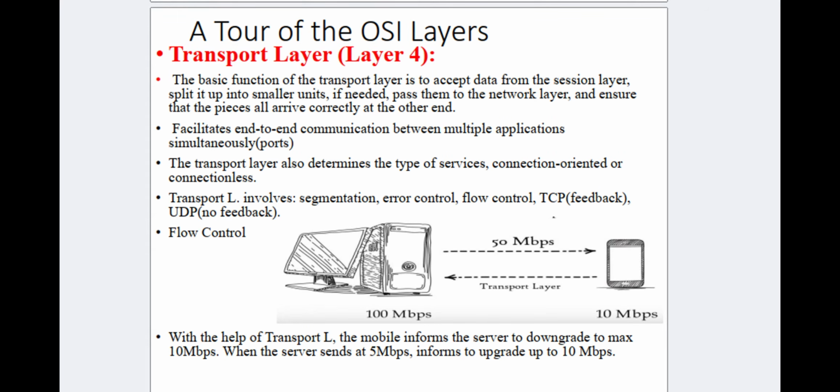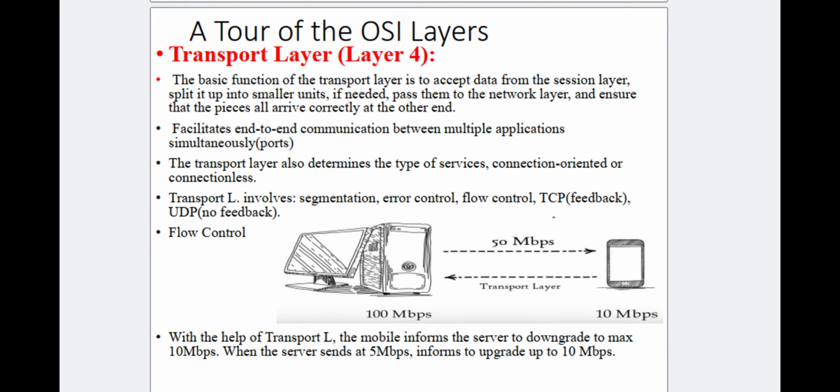A tour of the OSI layers. Transport layer. Layer 4. The basic function of the transport layer is to accept data from the session layer, split it up into smaller units if needed, pass them to the network layer, and ensure that the pieces all arrive correctly at the other end. It facilitates end-to-end communication between multiple applications simultaneously. Ports. The transport layer also determines the type of service, connection-oriented or connectionless.